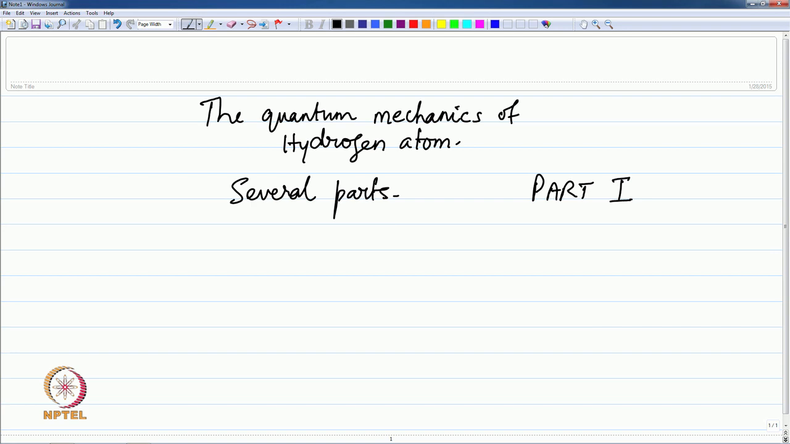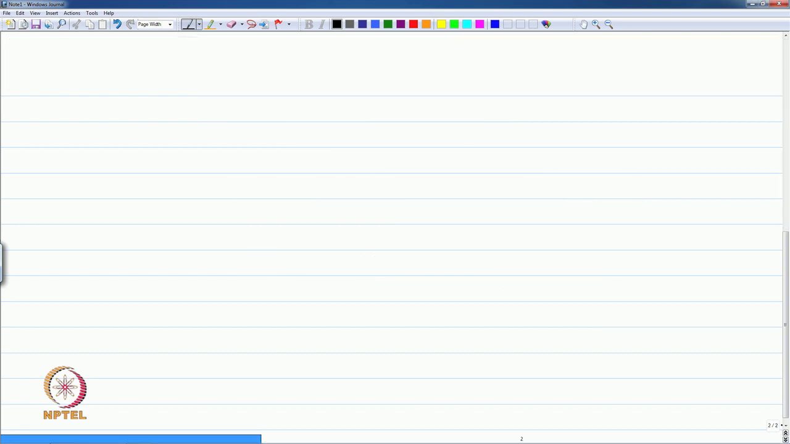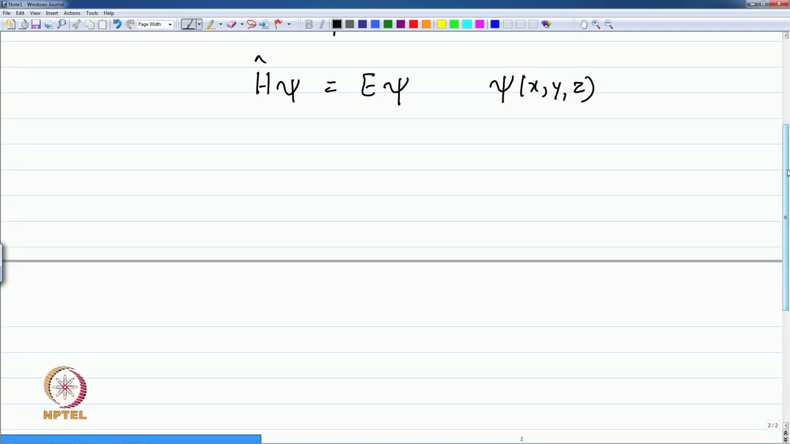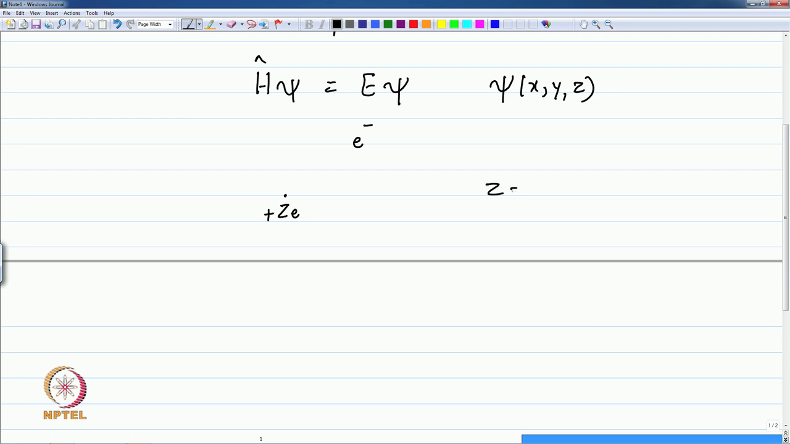So this is part 1 of the quantum mechanics of the hydrogen atom, and in the solution of this equation, H psi is equal to E psi, where now psi is a function of three-dimensional Cartesian coordinates. We do use a classical starting point of the nucleus with an electron somewhere, and the nucleus having a positive charge plus Ze, Z is 1, and the electron with a minus charge, at a distance of r.